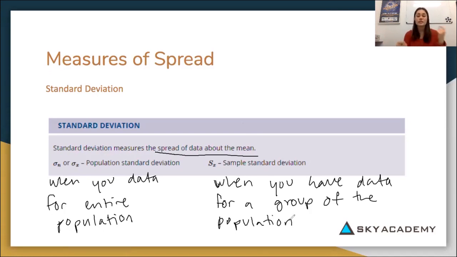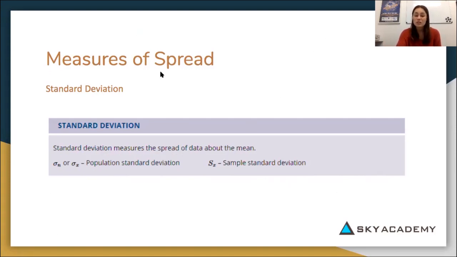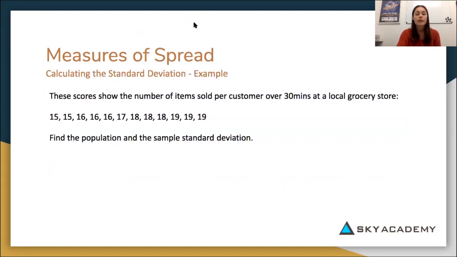So let's have a go at doing an example to calculate the spread of data about the mean, which is the standard deviation. Here it says these scores show the number of items sold per customer over 30 minutes at a local grocery store. Find the population and the sample standard deviation. So they want us to find both. First we'll find population, and then second we'll find the sample.